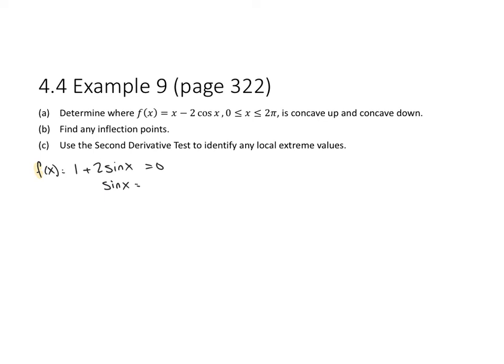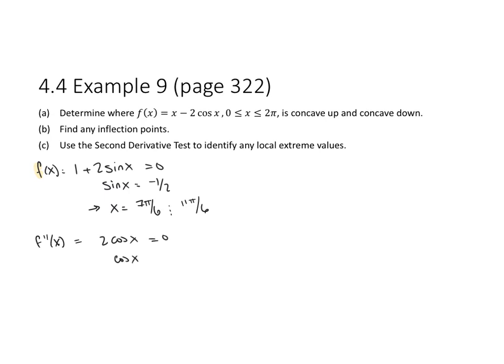And sine x is going to equal negative 1/2, and that happens when x is 7 pi over 6 and 11 pi over 6. Now you might need to look back at your unit circle to see when that happens, and remember sine is your y value. Okay, so we're going to keep going. We're looking for concave up and concave down, so let's find the second derivative. I'm going to need these numbers in a little bit, but I'm just going to leave them alone for a second. So 2 cosine x, and again we'll set that equal to 0.